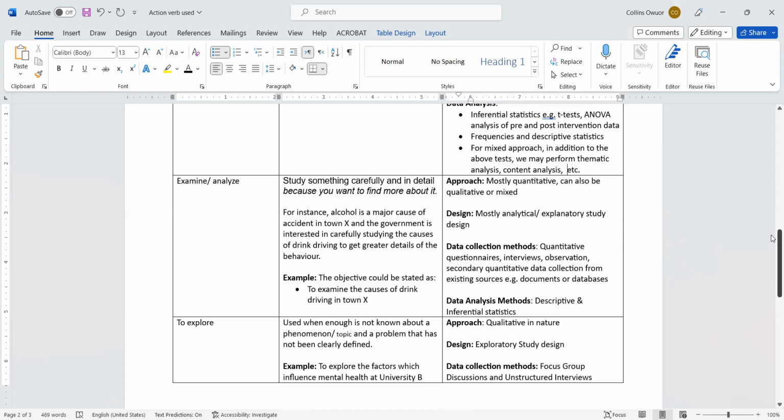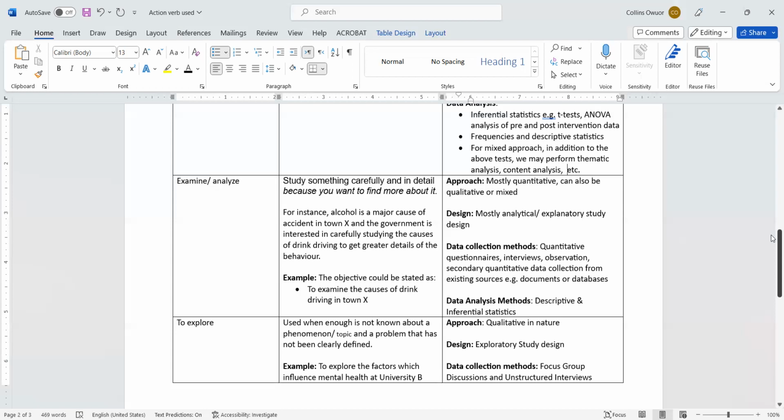The approach that studies to examine or analyze take is mostly quantitative in nature, meaning they are mostly expressed in numbers, but they can also be qualitative or mixed. The designs are mostly analytical, or what we call explanatory studies. Some books call it correlational studies.